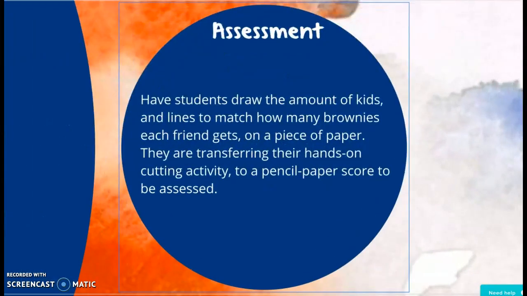For an assessment, you can have students draw out the amount of kids and lines to match how many brownies each friend gets on a piece of paper. This is just a way for them to transfer what they were doing for the you do portion onto paper so that it can be assessed.